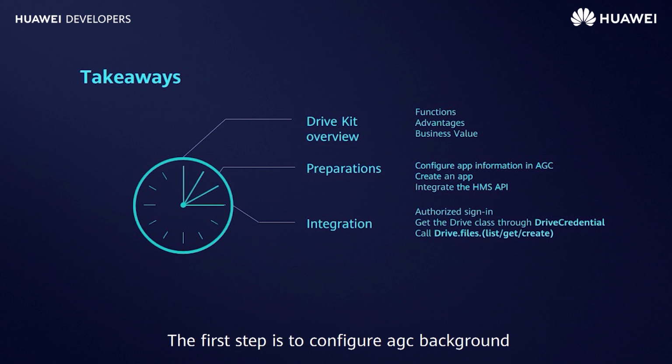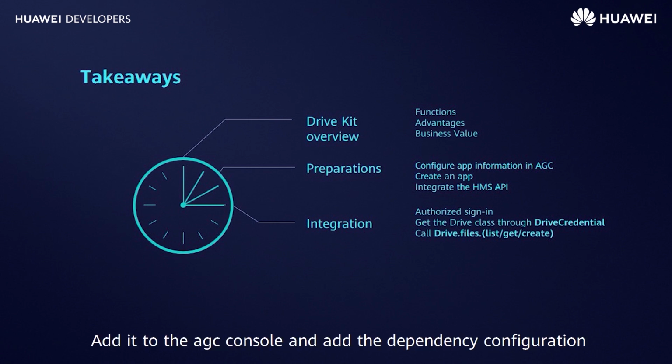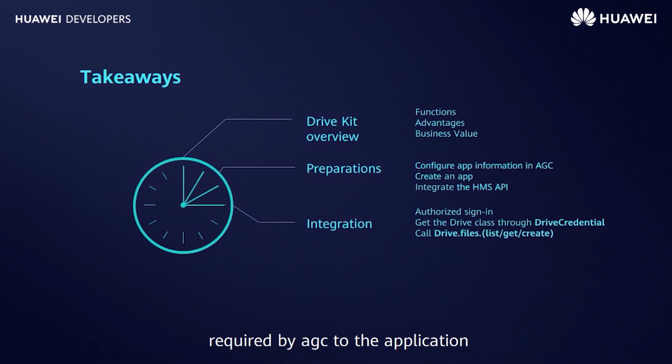The first step is to configure the AGC background. The second step is to create Android Studio applications. The third step is to obtain the fingerprint certificate of the application signature SHA-256, add it to the AGC console, and add the dependency configuration required by AGC to the application.